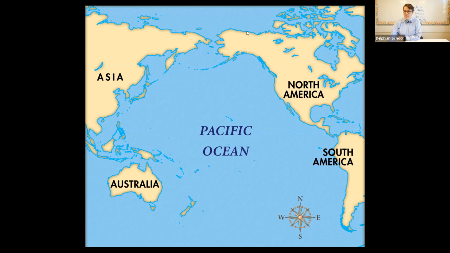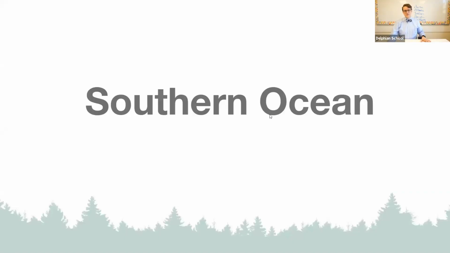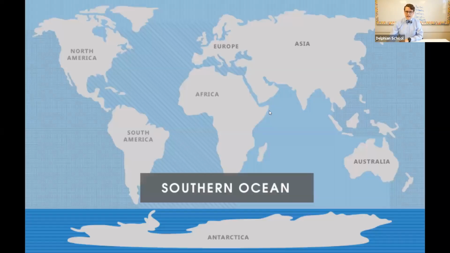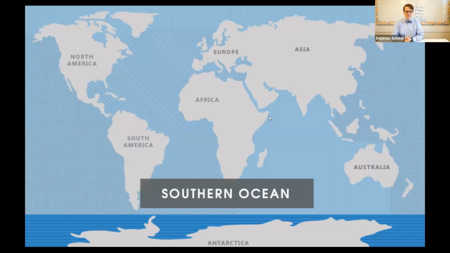Yep. Okay, good. Our next ocean, the last one on the list, is the Southern Ocean. That's the part of the ocean right around Antarctica. Looking at the very top of the globe, we saw the Arctic Ocean. Looking at the very bottom of the globe, we have the Southern Ocean.